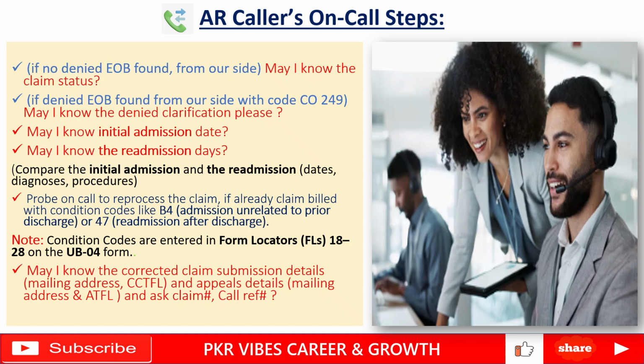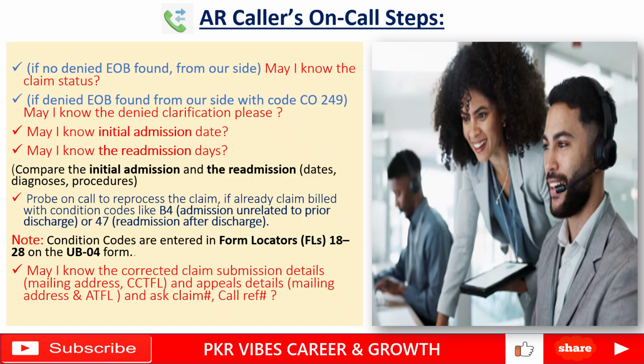Okay guys, now we are discussing the AR caller's on-call steps for a readmission denial. As we discussed, if no denied EOB is found from our side and we don't find any claim status from our internal sources, then our first question is: may I know the claim status, please? You have to start the call like this: hi, this is Thomas calling from provider's office checking on a claim status. You start your call like this if you don't have any EOB from our side.